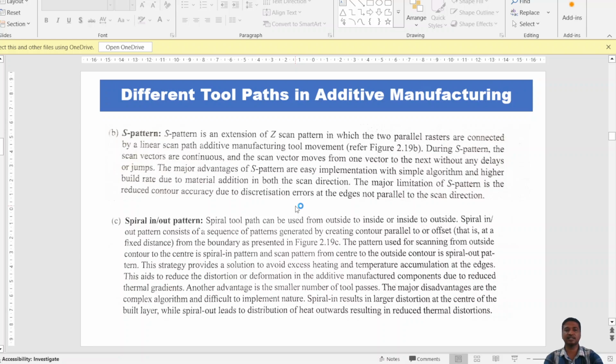Today, we discussed three different toolpaths in additive manufacturing.